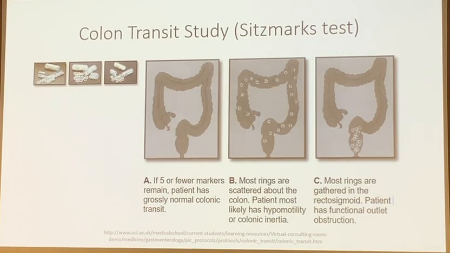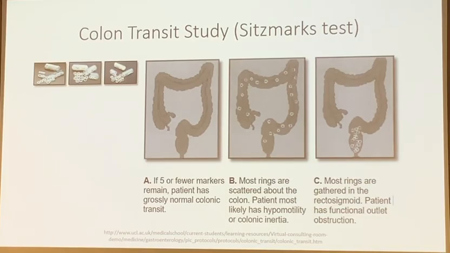A transit study called the Sitz marker study is also a test that helps you in the diagnosis of constipation. You ask the patient to swallow a pill that has markers, some rings. If they distribute equally in the colon, this is a slow transit constipation. This is after a few days. You take several X-rays. So the person will swallow the pill.